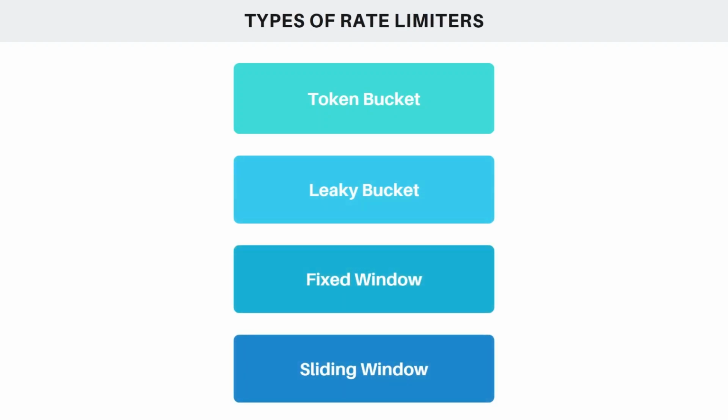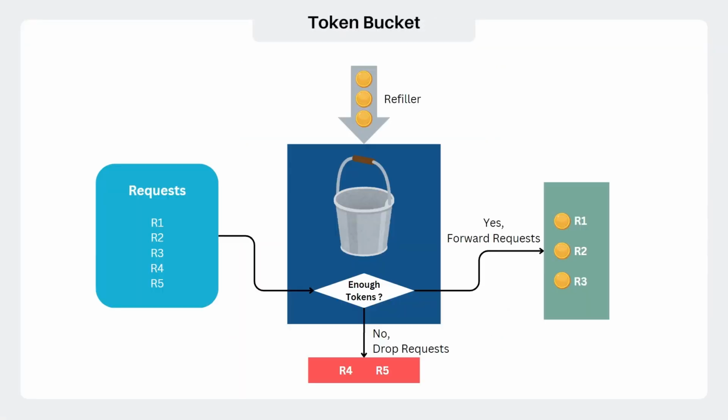Starting with the types of rate limiters, we have four types: token bucket, leaky bucket, fixed window, and sliding window. Starting with the first one, what is a token bucket rate limiter? As seen in this image, a bucket holds tokens and each request consumes one token. If the bucket is empty, requests are denied. And these tokens are refilled at a fixed rate.